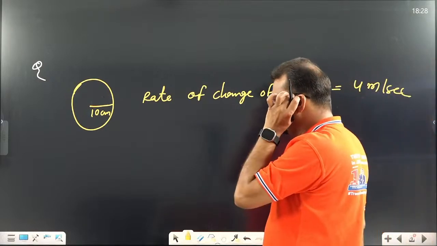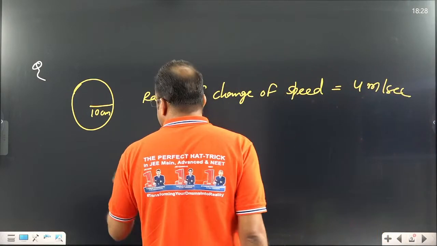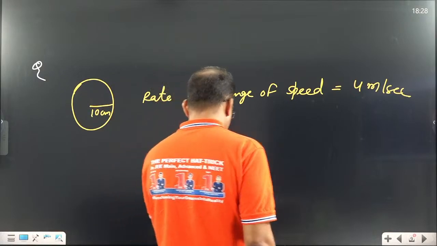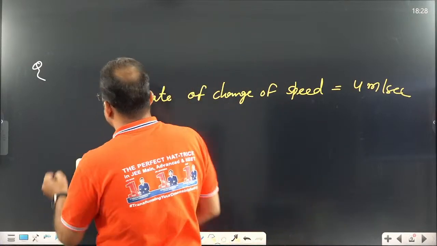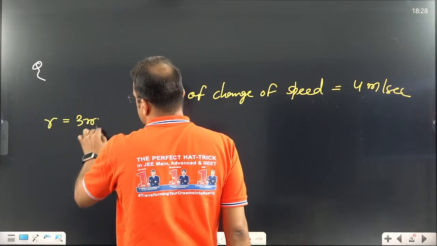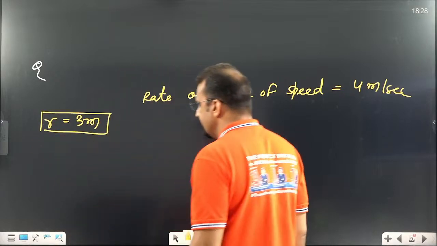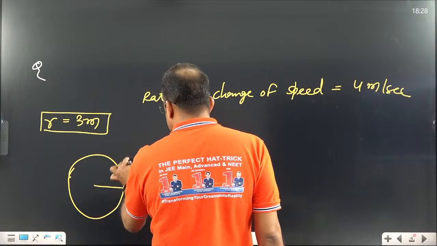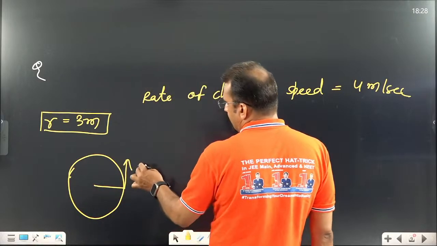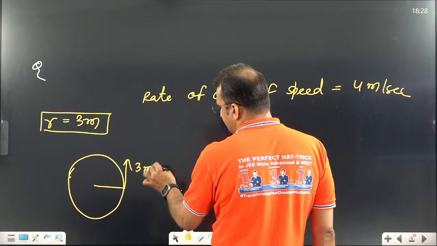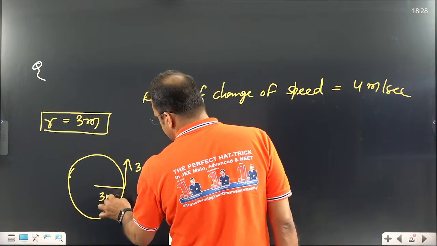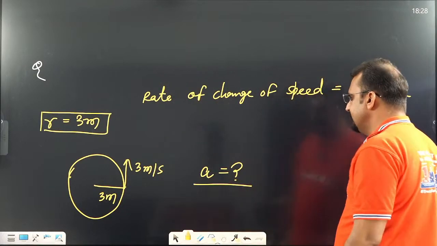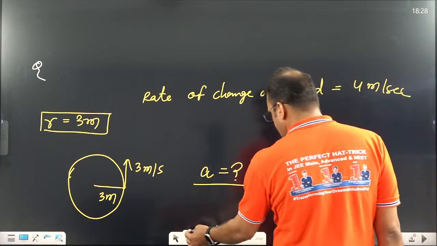Yes or no? And second point, you do one thing, take this radius as 3 meter only, not 10 centimeter. Radius is given as 3 meter. Yes or no? And it is asking that at this particular point, velocity is 3 meter per second. Radius is 3 meter. Find its net acceleration at this point. What is the net acceleration? Can you find it out? Find it fast.